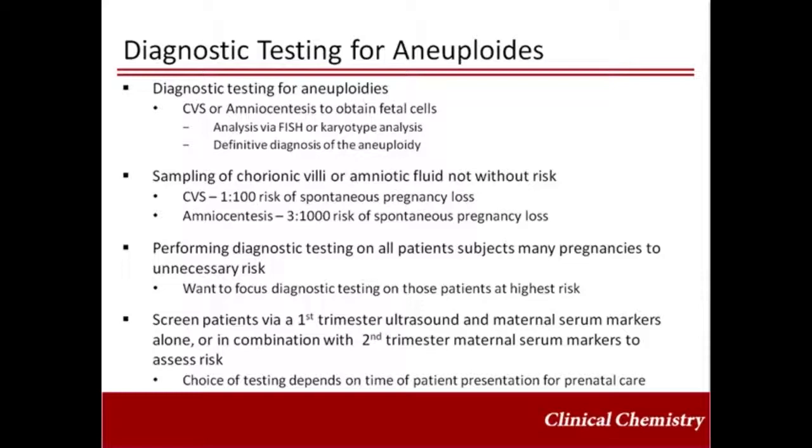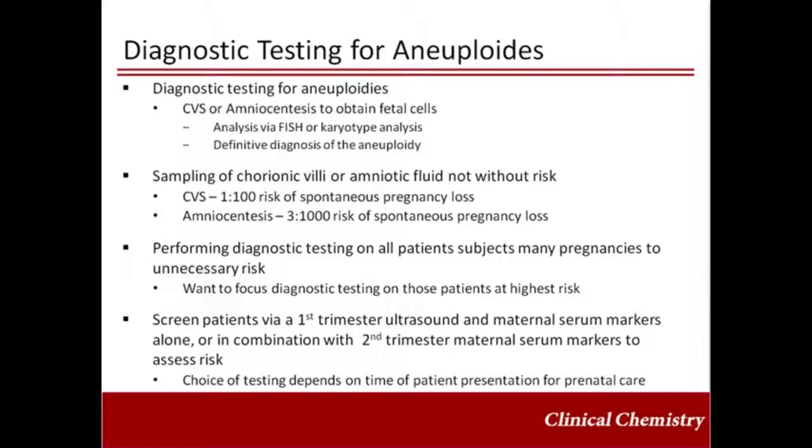As there is an unavoidable risk of pregnancy loss associated with the diagnostic procedures, and to adequately target diagnostic testing to those pregnancies at high risk of carrying an aneuploid fetus, screening tests have been developed. Currently, patients are screened via a combination of first trimester ultrasound and maternal serum markers alone, or in combination with second trimester maternal serum markers to assess risk.